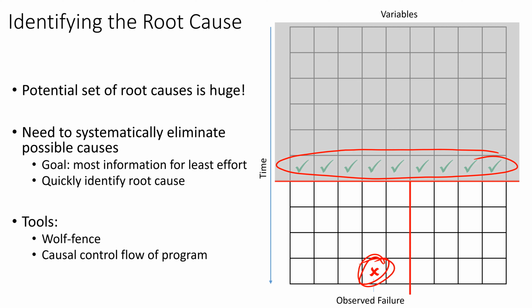I could also basically use the wolf fence algorithm to say, well, this part of the code doesn't even produce outputs, doesn't even produce variables that will affect this failure. So I can eliminate that. So I'm basically employing the wolf fence algorithm to eliminate large parts of my program from consideration and kind of dial in on a smaller area.